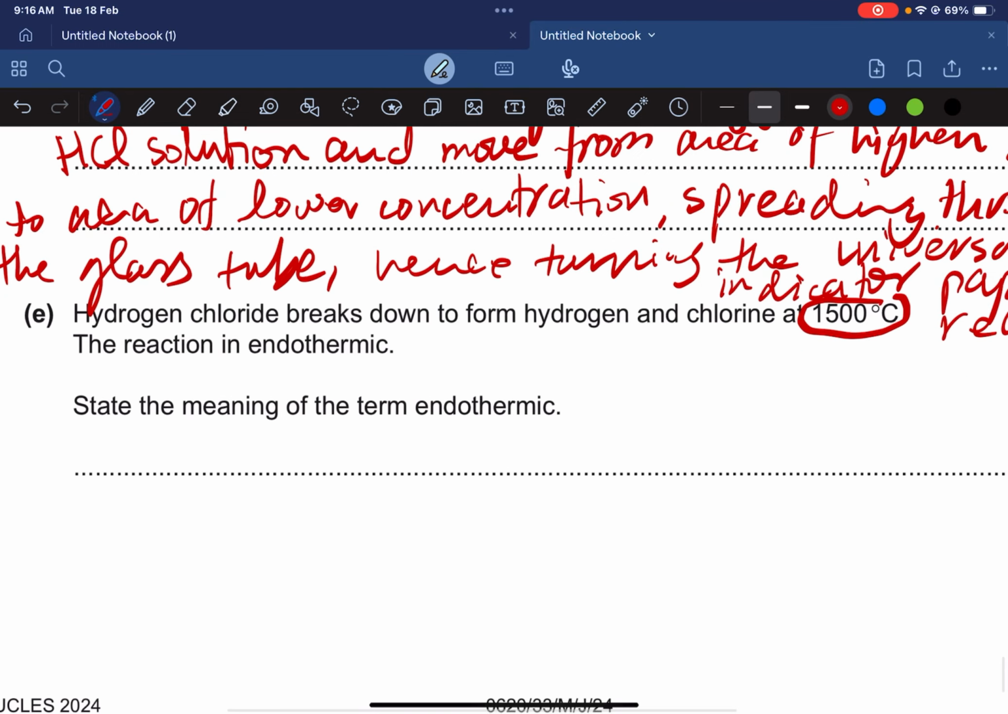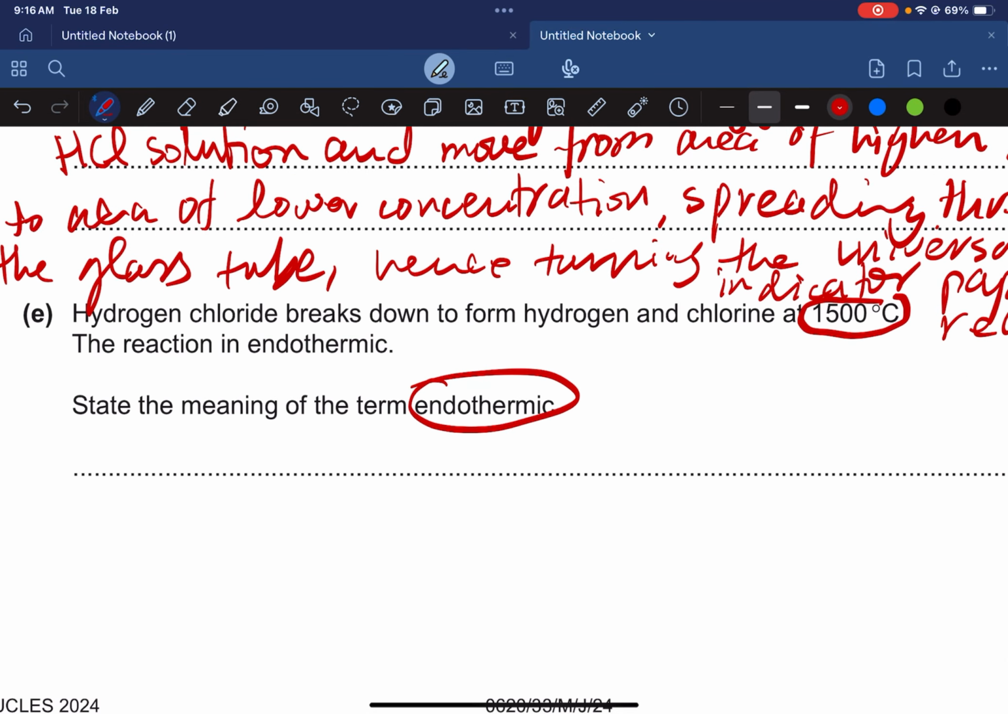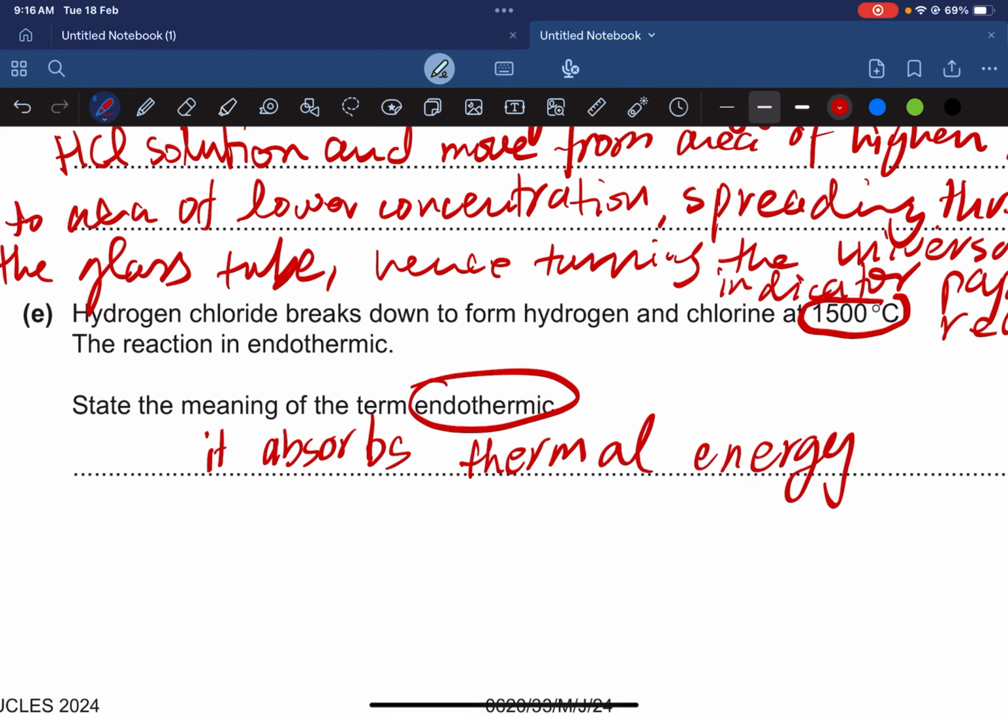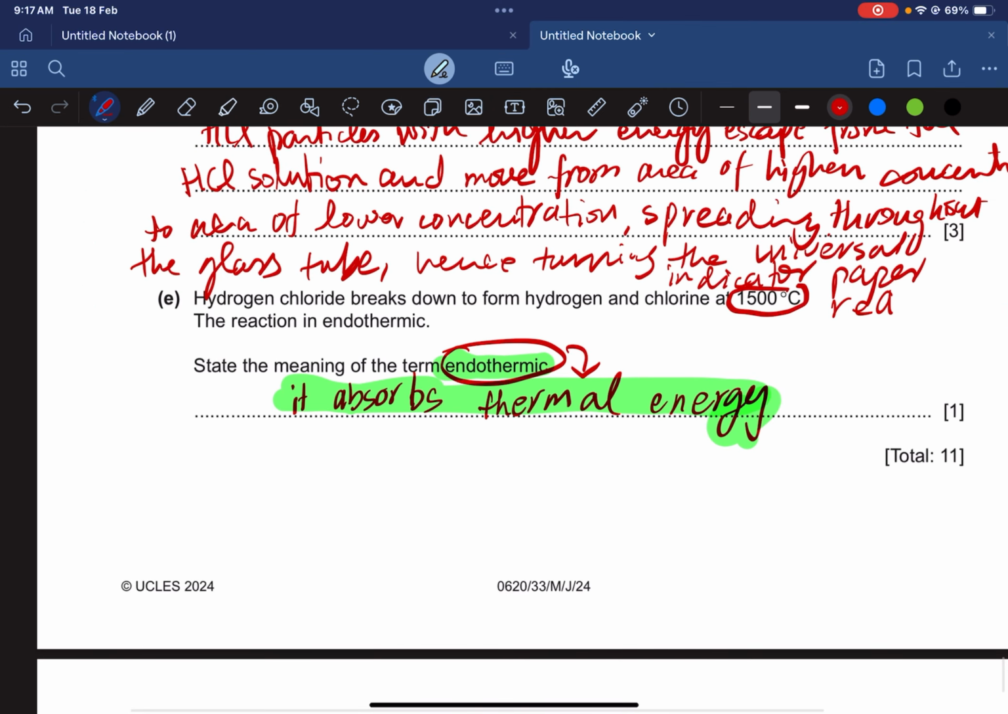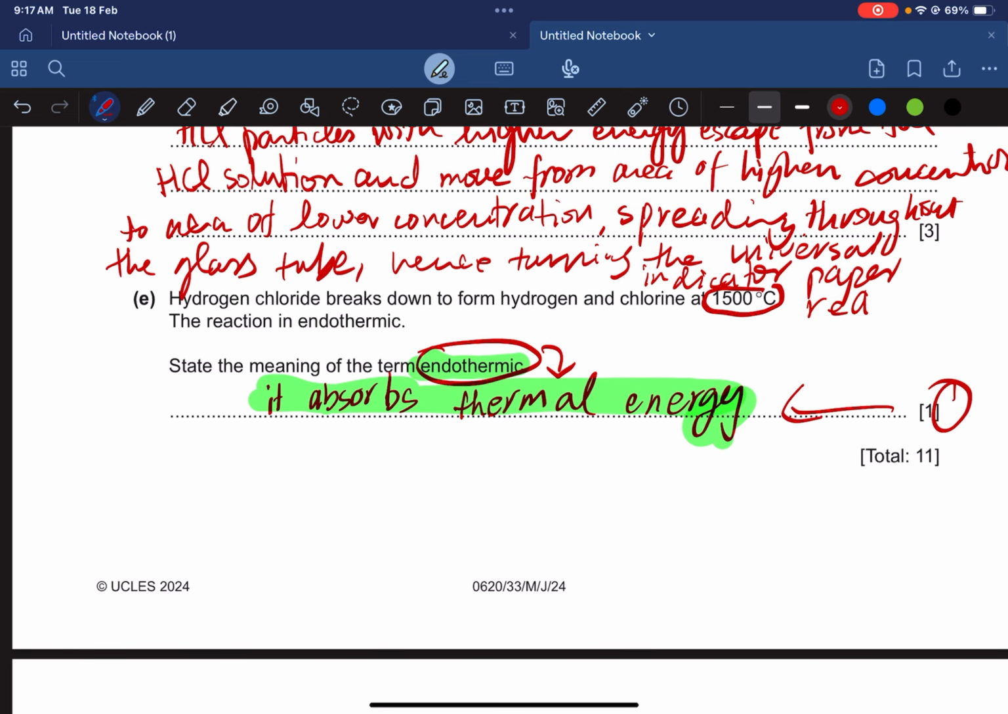Okay, hydrogen chloride breaks down to form hydrogen and chlorine at 1500 degrees Celsius. The reaction is endothermic. State the meaning of the term endothermic. Endothermic means that it absorbs thermal energy. Thermal energy is basically heat energy. Exothermic means that it will give out thermal energy. Endothermic means that it will absorb thermal energy. Learn this definition. Okay, that's the worst color combination, I guess, green and red, but still learn this definition: endothermic absorbs heat energy, exothermic releases heat energy. That's simply 1 mark into the bucket by learning the definitions.